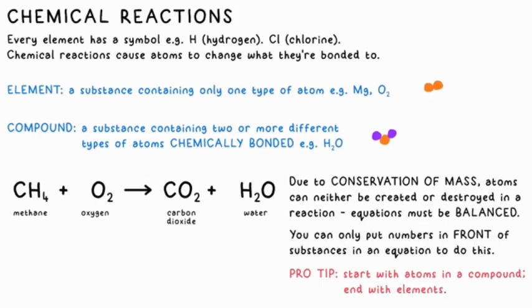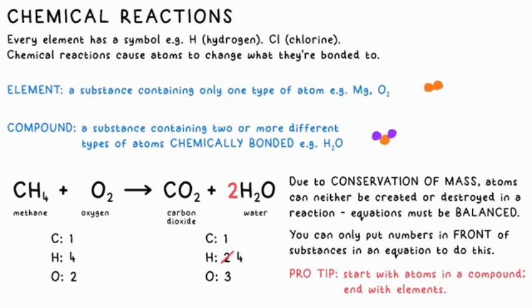Pro tip: start balancing atoms that are only in compounds. So with this one, let's go with the carbons first. There's one on the left, one on the right, so that's all good. Hydrogens: there are 4 on the left, only 2 on the right. Now we can't change the small numbers, because that would change what the compound is. So what we can do is put numbers in front of elements or compounds to multiply them up.